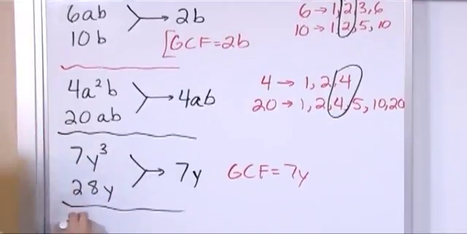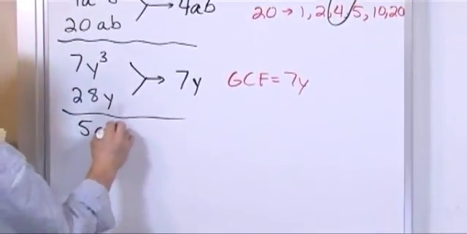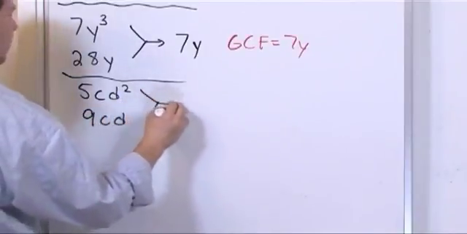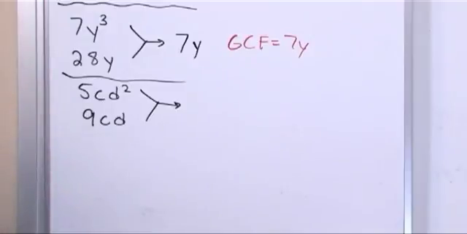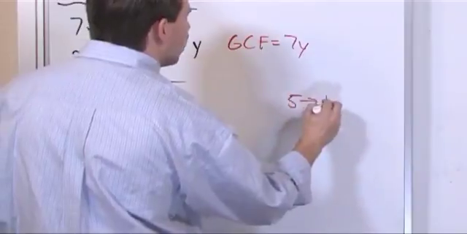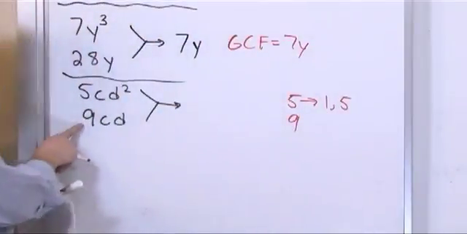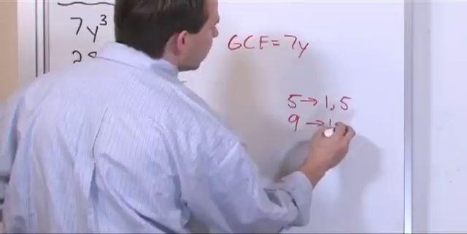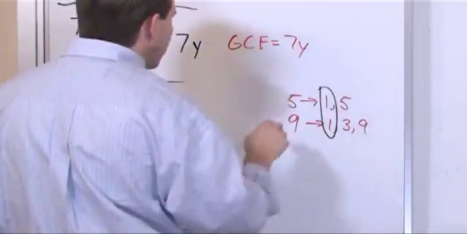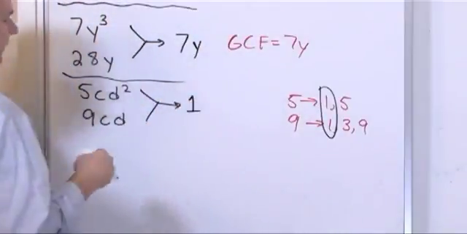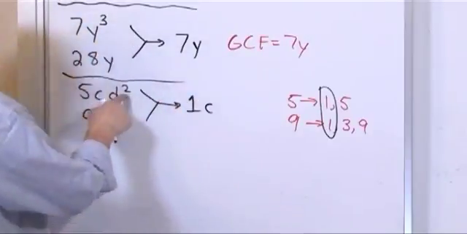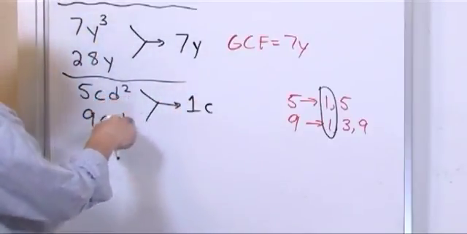All right, now what if we have 5c times d squared and 9 times c times d? Well, when we write the factors of 5 out, the only factors we have are 1 and 5. When we write the factors of 9 out, the only factors we have are 1, 3, and 9. So the greatest common factor is 1. So you write a 1 here if you want. That's fine. You don't really have to, but you can do that. Now you look at the letters. C is common to both. You have d squared and d. So there's like 2 d's up here and 1 d down here.